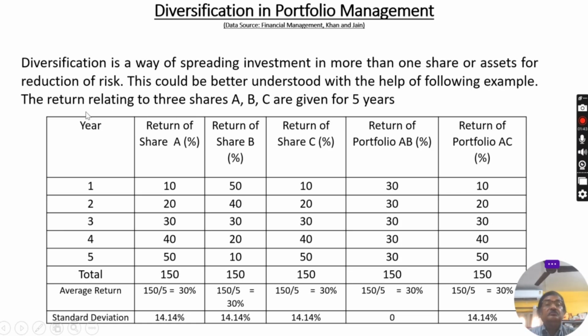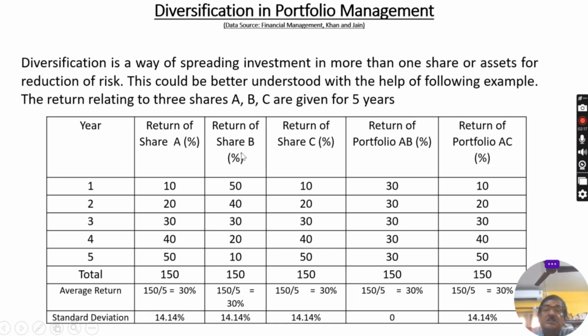Suppose the returns relating to shares A, B and C are given as follows. Return for share A, 5 years' figures are given here: 1, 2, 3, 4, 5. Returns of the share for the first year is 10%, then 20%, 30%, 40%, 50%. In this way, the returns are noted here.